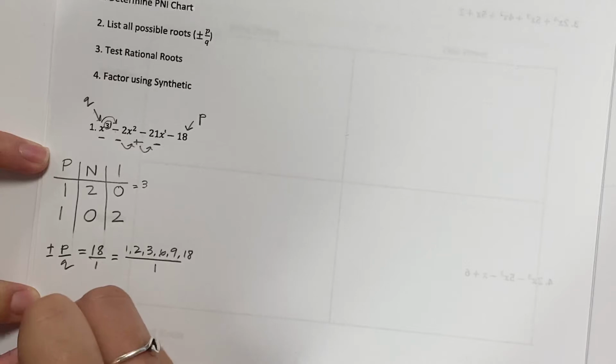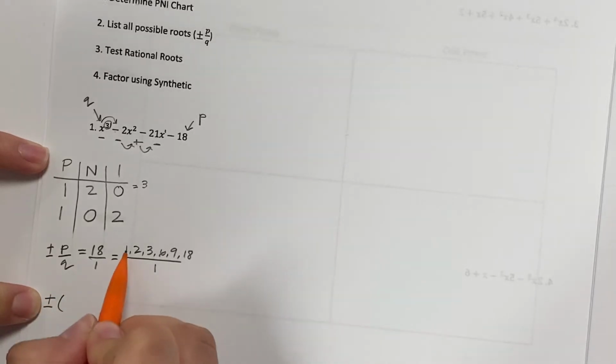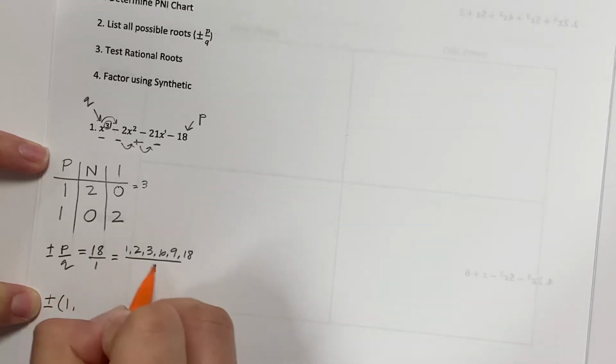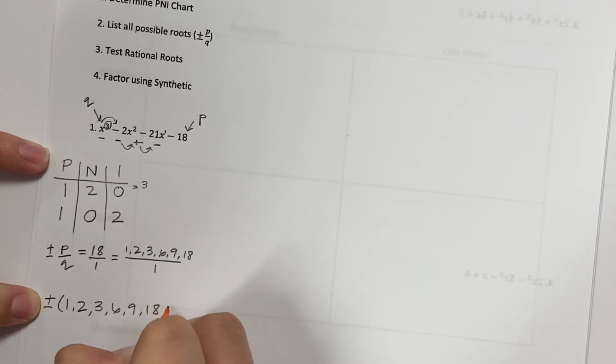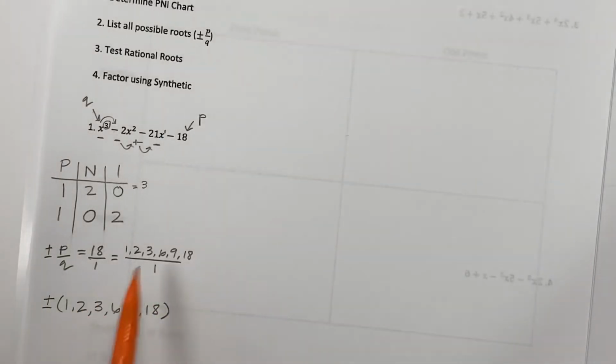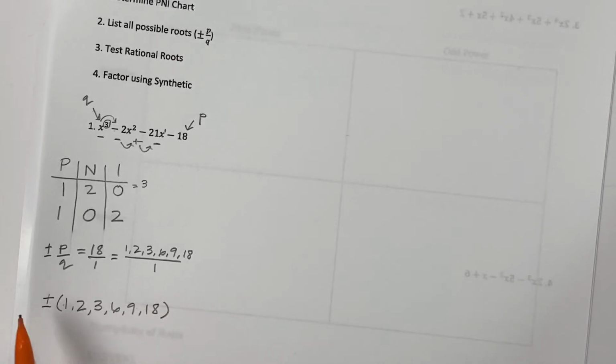Remember, all of this is either positive or negative. 1 over 1 is 1. 2 over 1 is 2, and so on. So we're just going to have everything over 1, so just itself. Now it looks like we have 1, 2, 3, 4, 5, 6 roots here. But remember, there are actually 12 because you have the positive version of them and the negative.